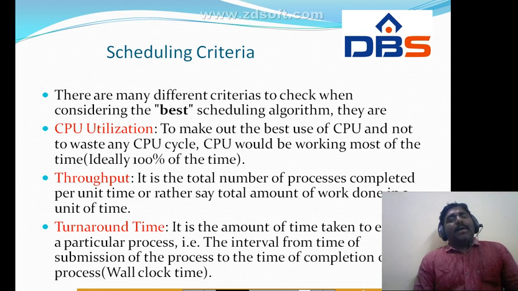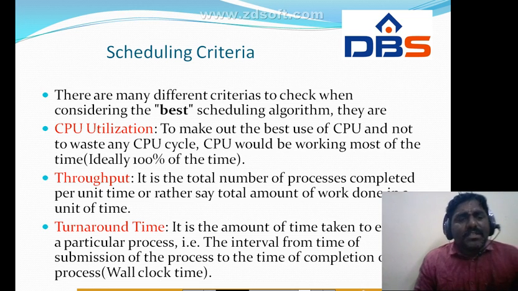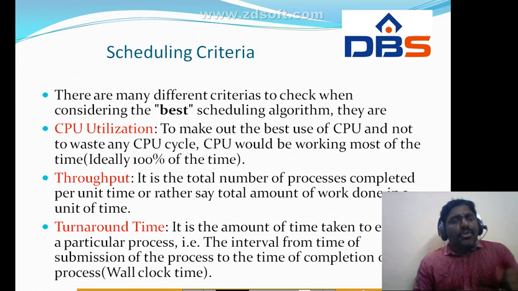Next, before going to discuss the scheduling algorithms, let us see a few definitions. So here the concept is scheduling criteria. There are various scheduling algorithms like FCFS, SJF, round robin, and priority. Among these four major scheduling algorithms, we have to select the one best scheduling algorithm. In order to select the best scheduling algorithm, we should know some basic terminologies: CPU utilization, throughput, turnaround time, waiting time, arrival time, like that.